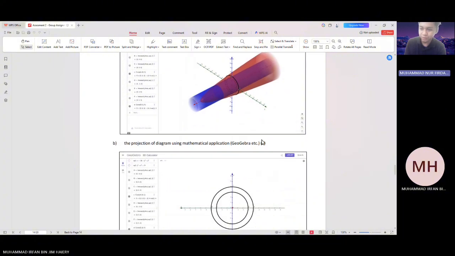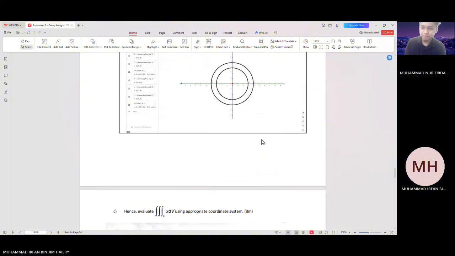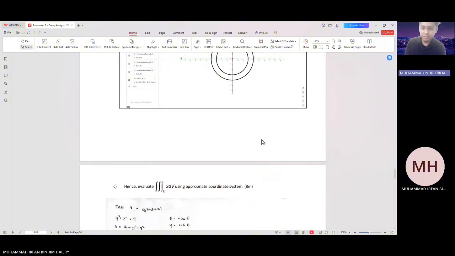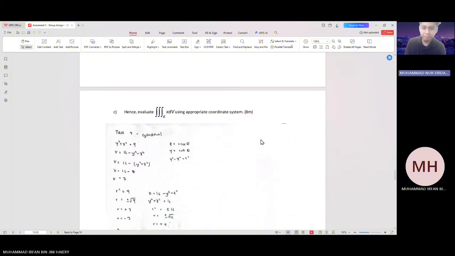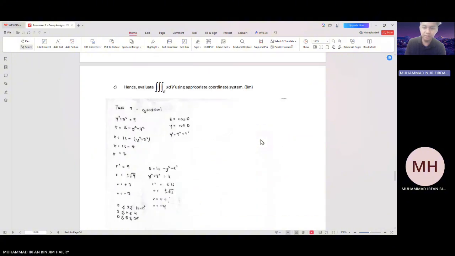For task 3, we are using GeoGebra to find the shape of these two functions, and we got this picture, and this is our projection. We evaluate the triple integral by converting it into cylindrical coordinates. The given solid is bounded by the cylinder and paraboloid. We first convert the Cartesian equation into cylindrical coordinates using the substitution x equal to r cos theta, y equal to r sin theta, x squared plus y squared equal to r squared, and dV equal to r dz dr d theta.